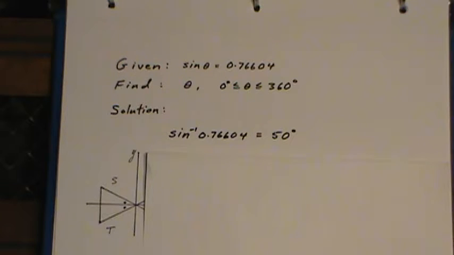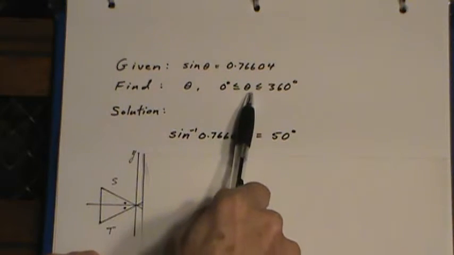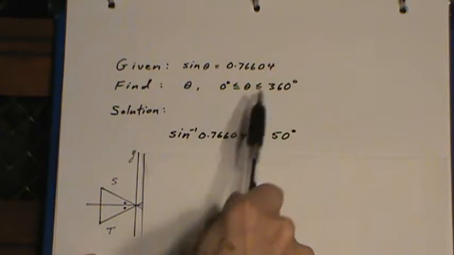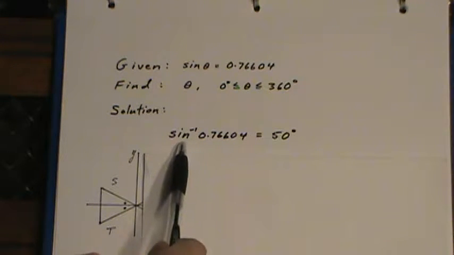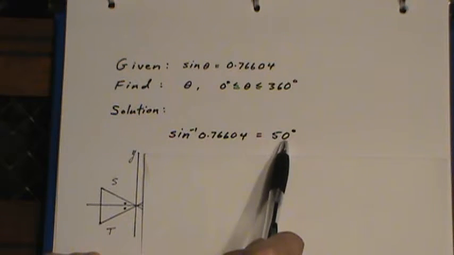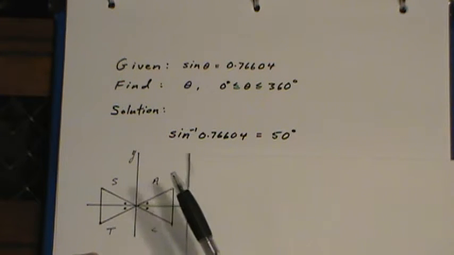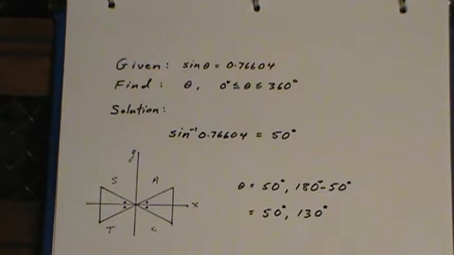We're going to look at the problem involved when you're given a particular sine and you're supposed to find angles between 0 and 360 that have that sine value. The first thing you want to do is get the sine inverse of that value, and that will give you that particular angle.